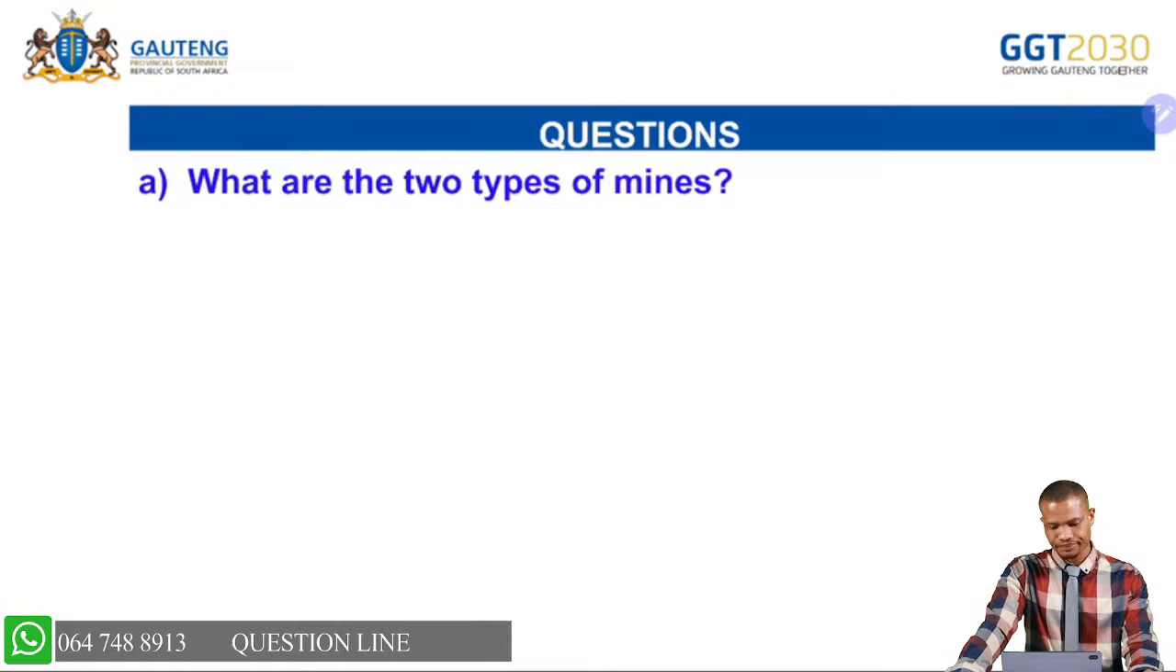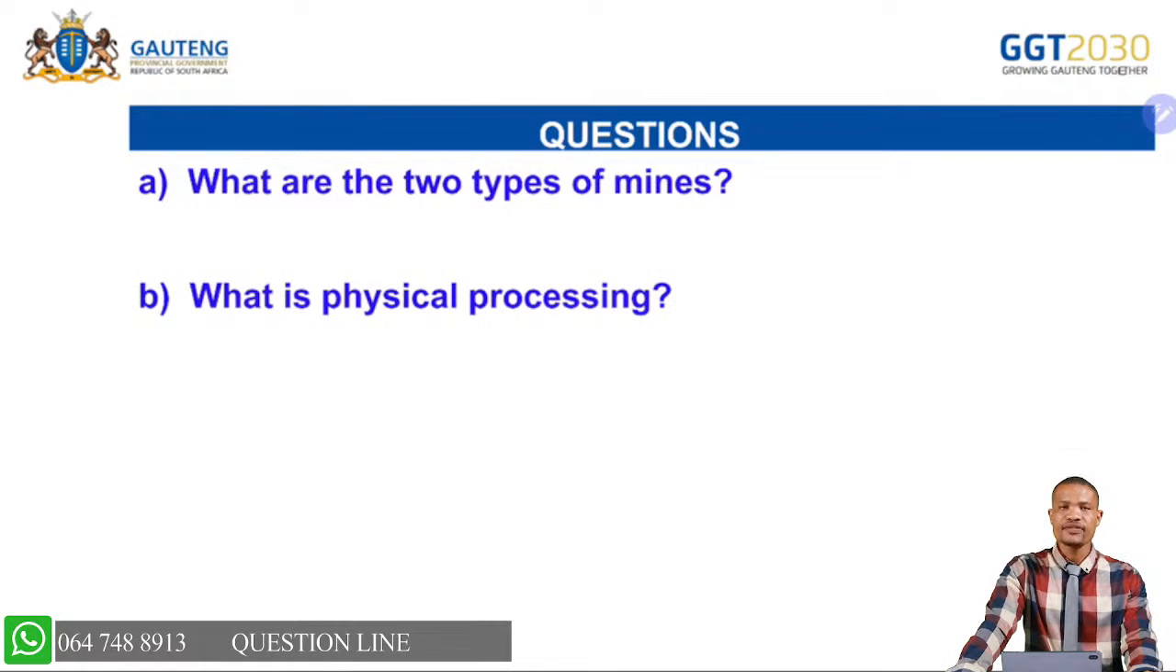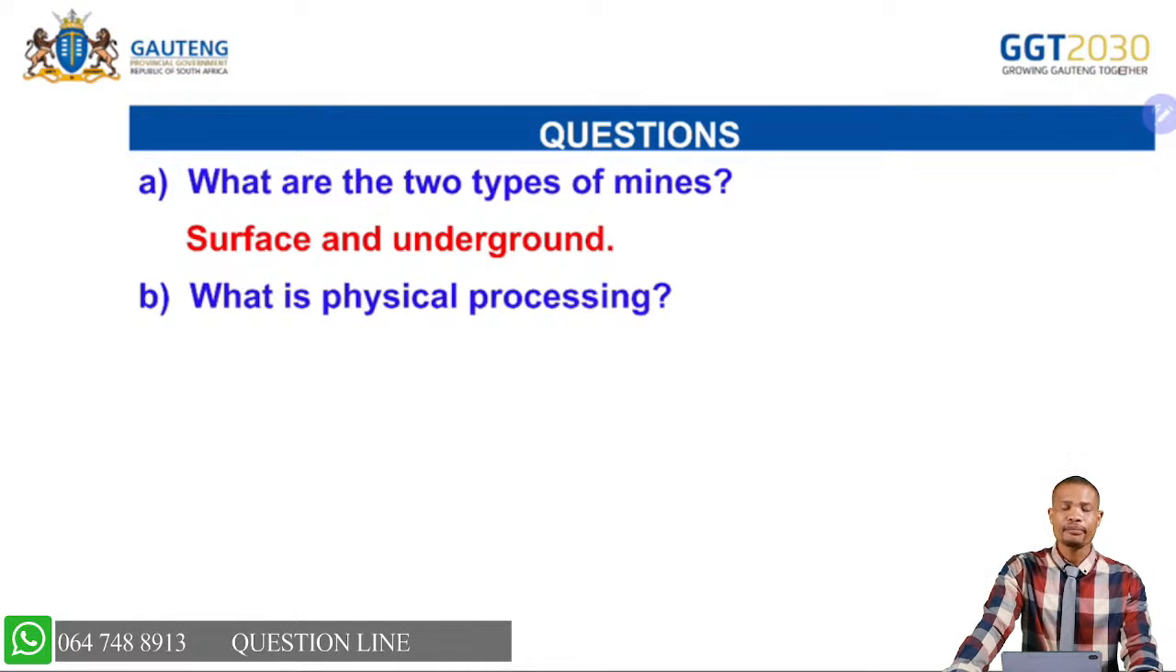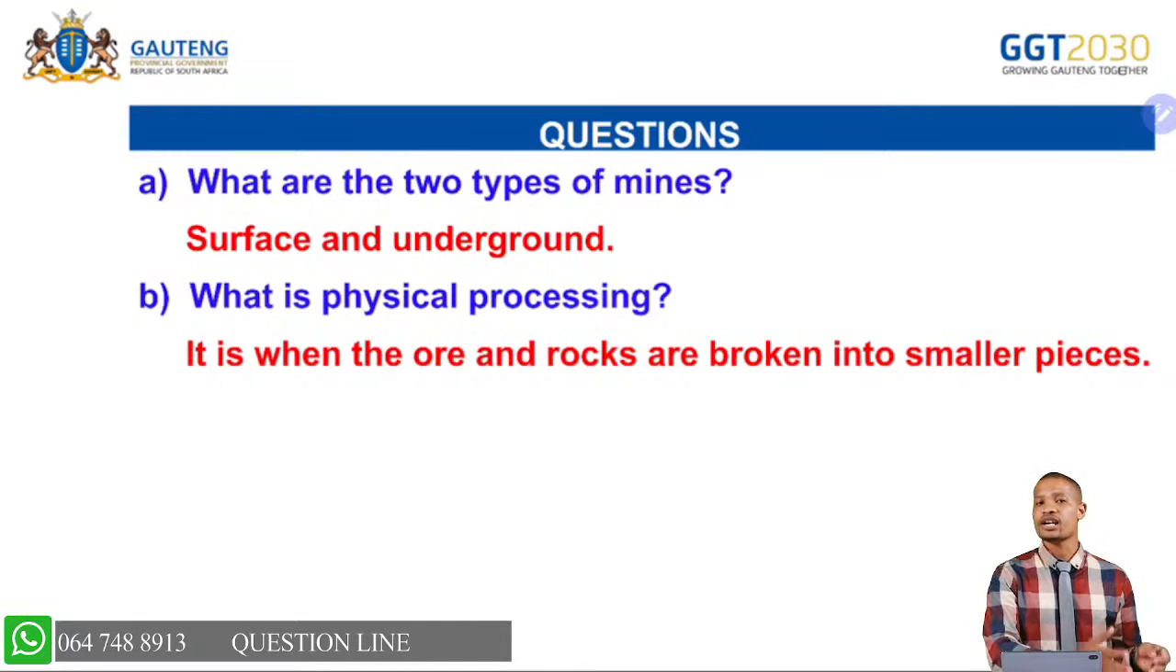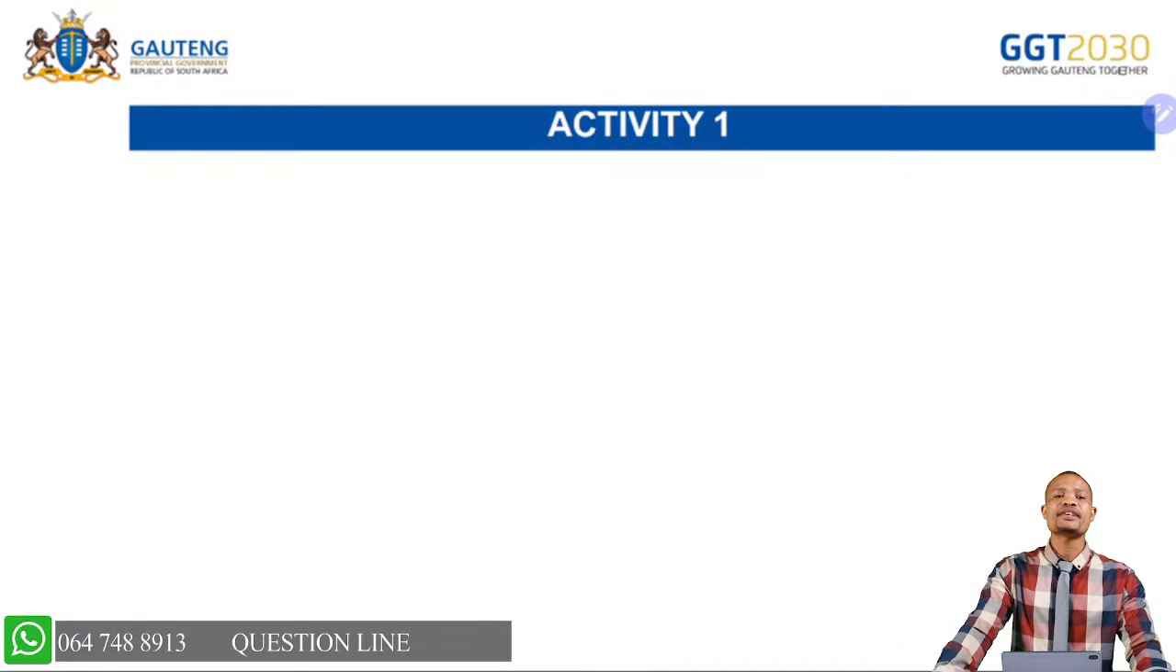So what are the two types of mines? That's the first question. Second question, what is physical processing? Now, because we don't have enough time and there's a lot that we need to cover, we will do these questions together. What are the two types of mines? What do you think? Yes, that's correct. We have surface mining and underground mining. And what is physical processing? Physical processing is when the ore and rocks are broken down into smaller pieces using either a crusher or a miller, okay? Or both.